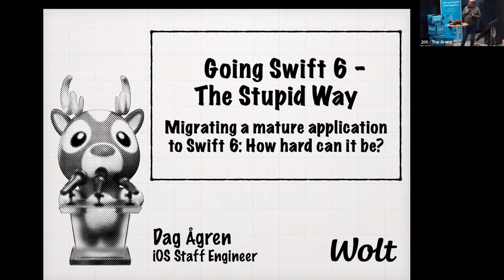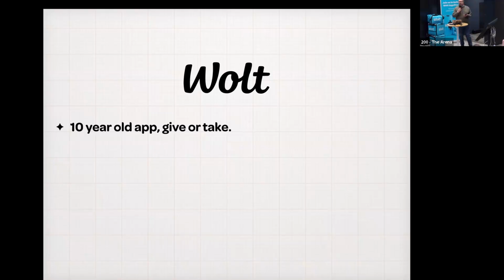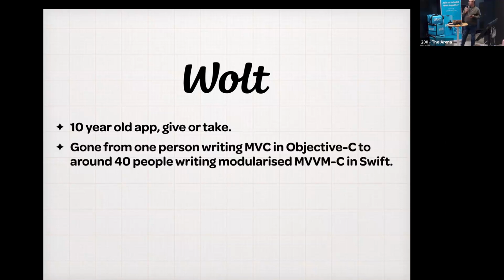So basically, let's start with just a quick summary of where we are. We're Volt. We have an app that's now about 10 years old, give or take. Maybe it's even a little bit more according to what Nick managed to dig out from the repos, but about that old. And basically this has gone from one person writing MVC in Objective-C, that was one of our founders who did that, to nowadays we have like 40 people writing stuff with much more architecture in Swift.